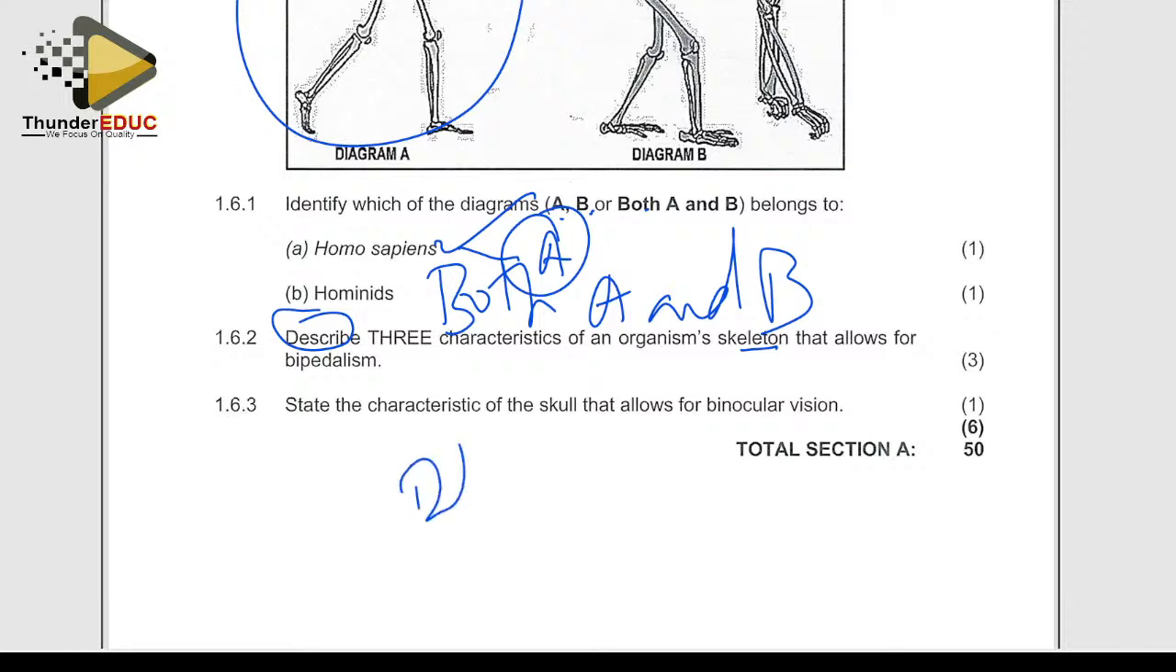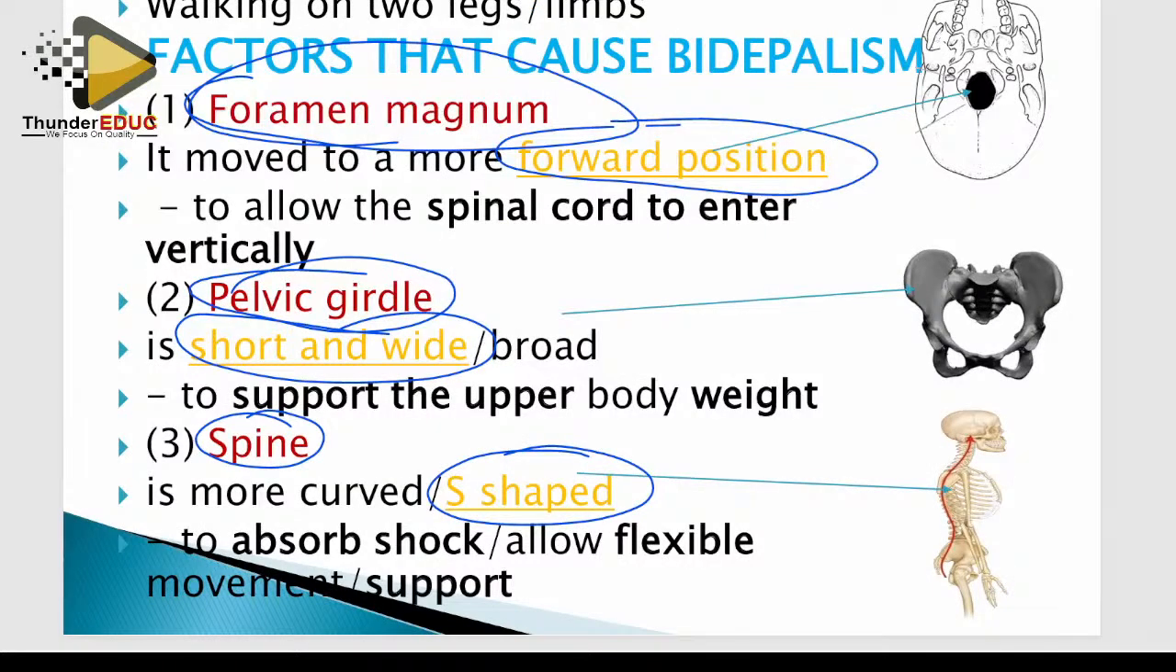Then number two is the shape of the spine, which is S shape to allow flexibility. And then pelvic girdle short and wider to support the upper body weight. So exactly that's how you were supposed to write these three points, bullets. And you see, I put them in different colors, which shows that those are different marking points.